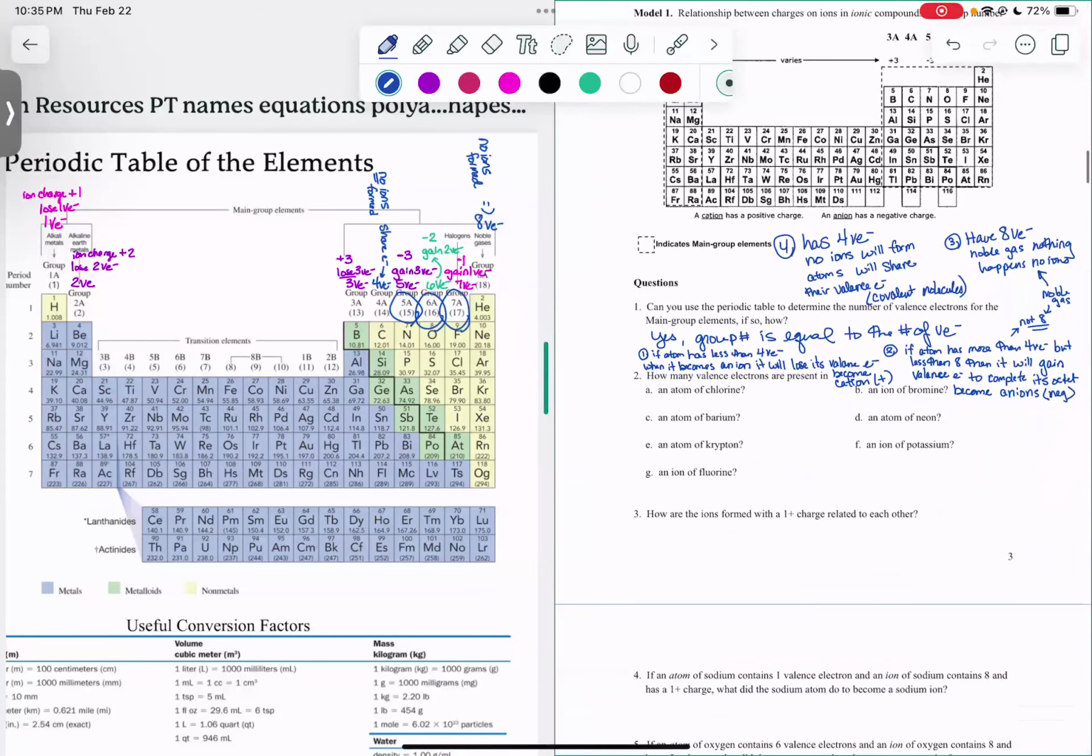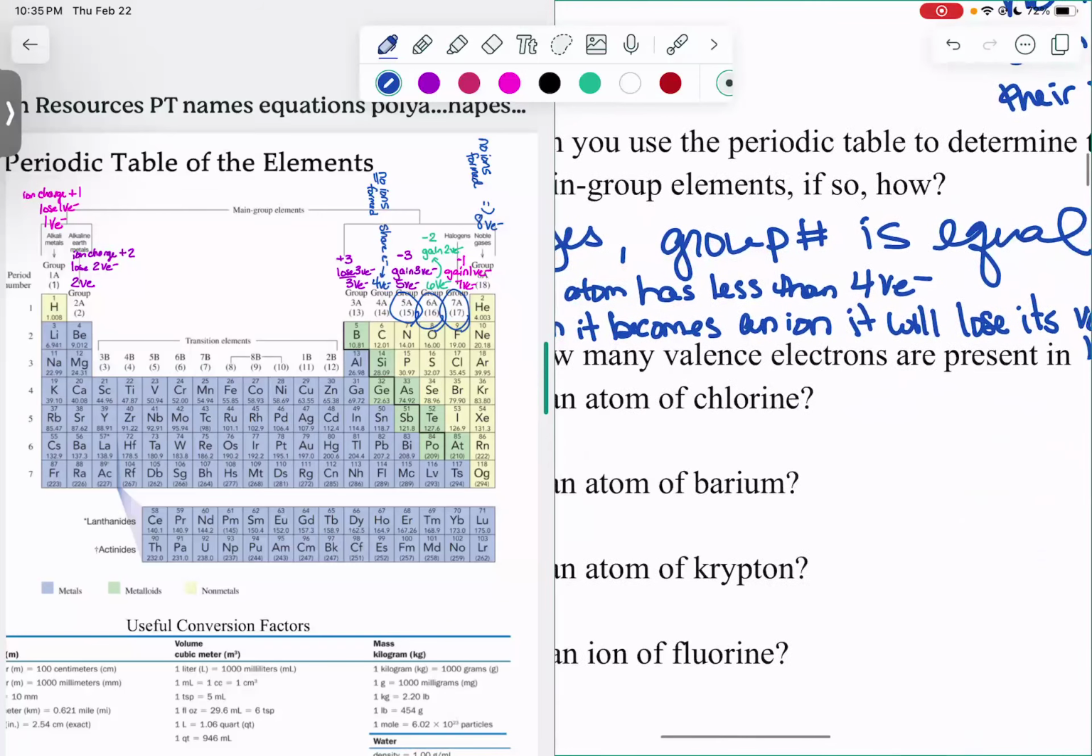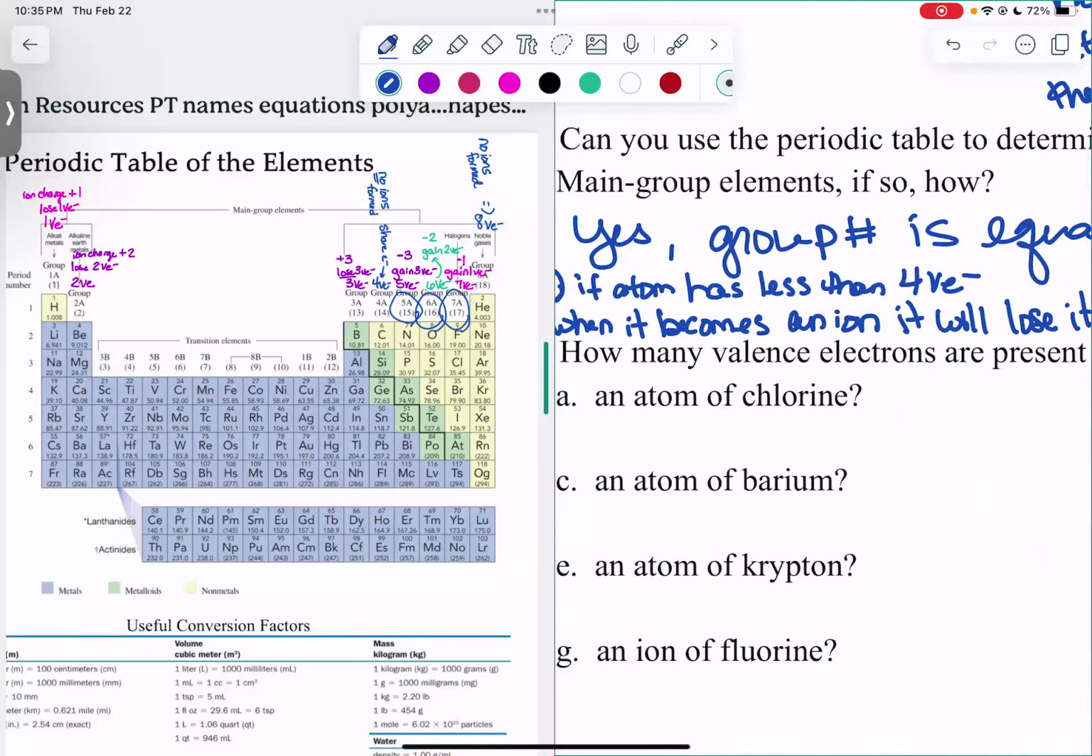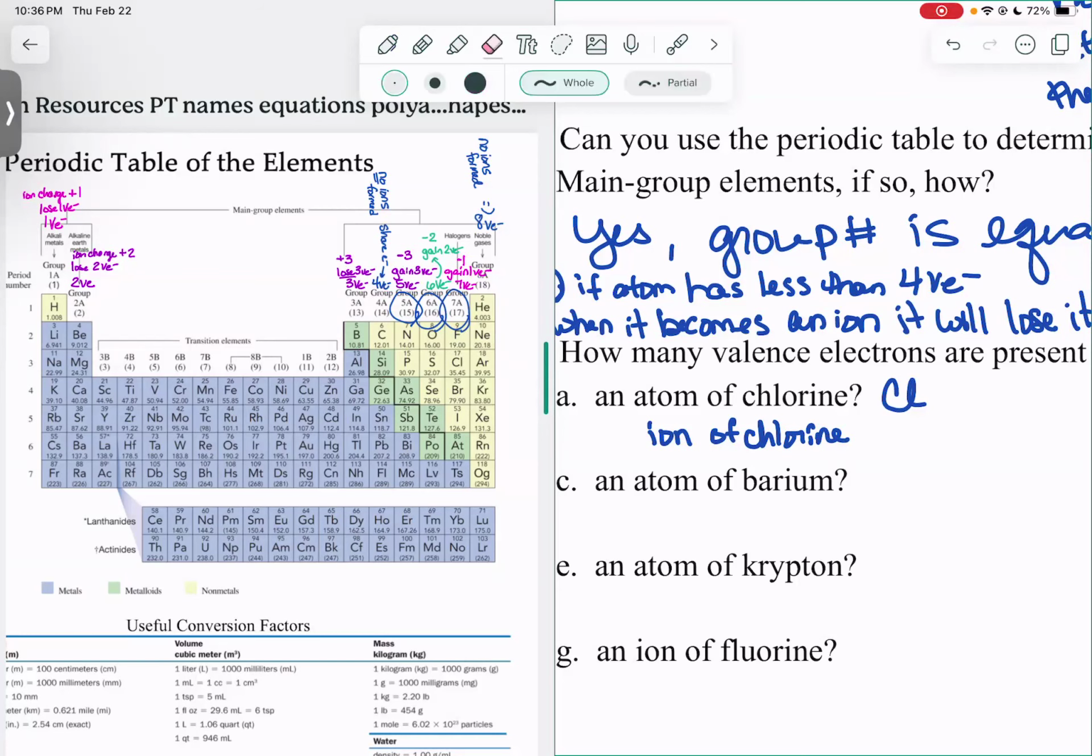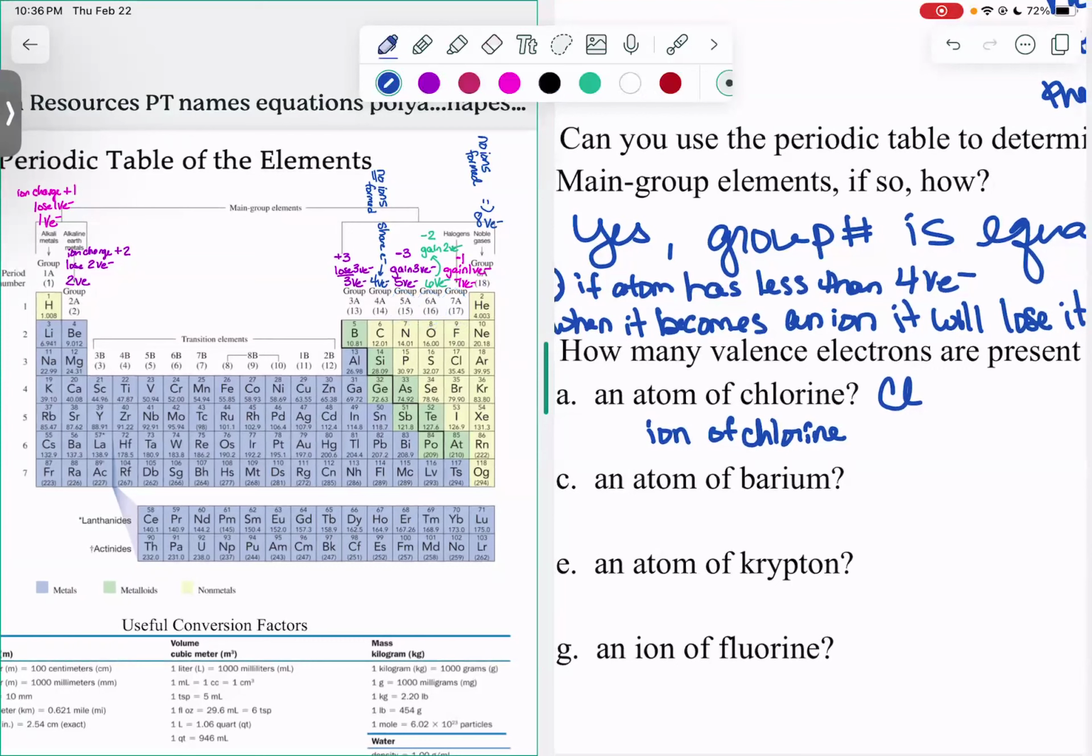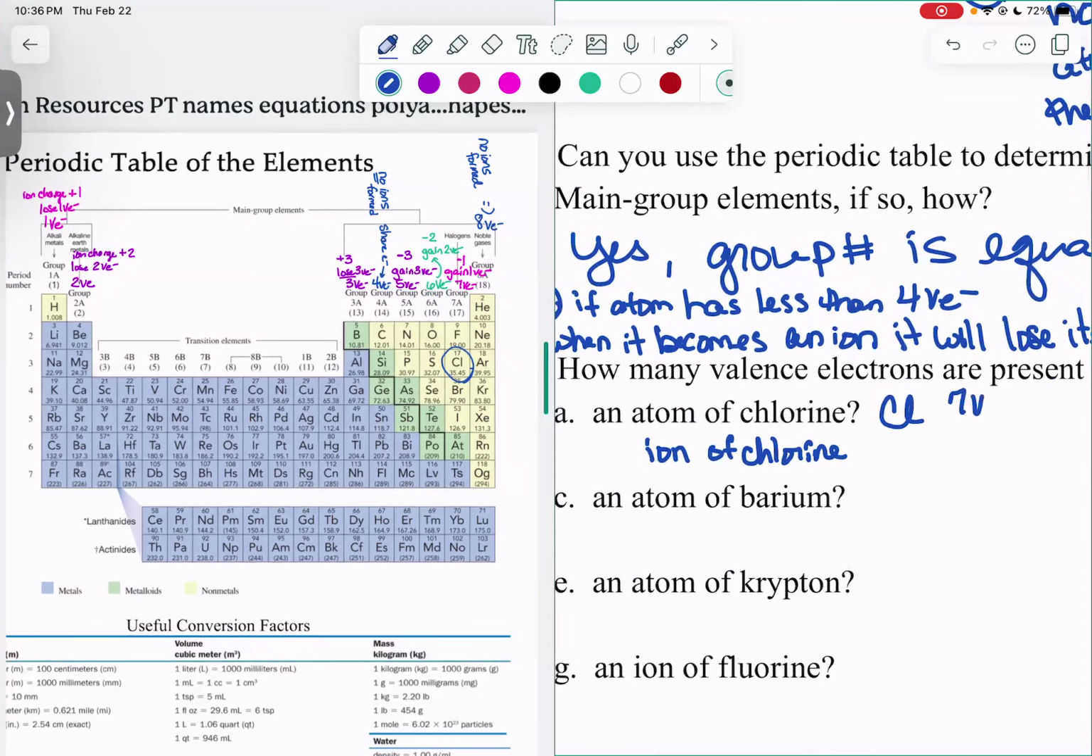All right, so now, how many valence electrons are present in an atom of chlorine? Let's do both an atom of chlorine and an ion of chlorine. If I have an atom of chlorine, that's simply Cl. I find that on the periodic table. Cl is in group 7A. So how many valence electrons? It has 7 valence electrons. An ion of chlorine.